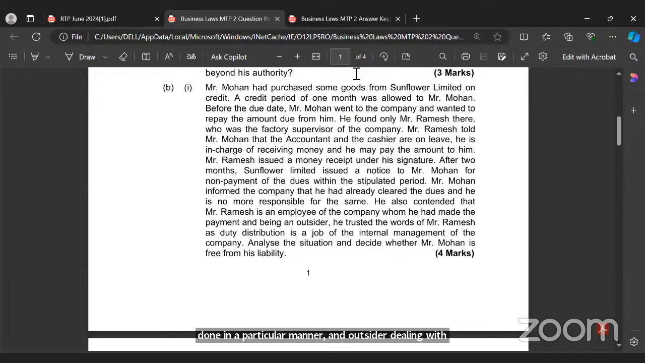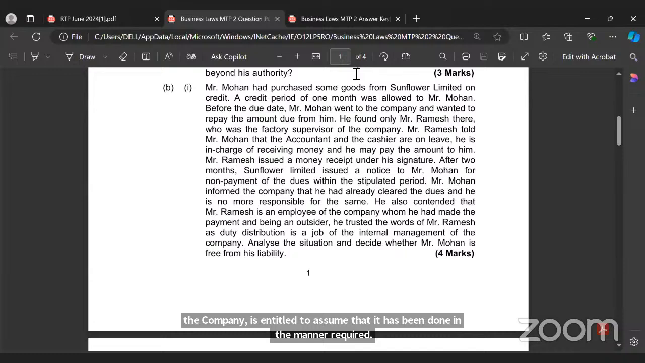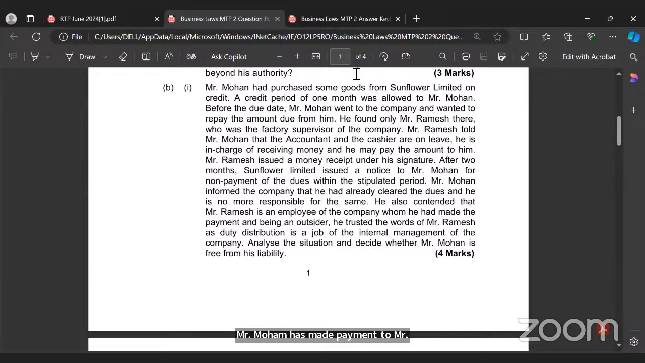In the given question, Mr. Mohan has made payment to Mr. Ramesh and Mr. Ramesh gave a receipt of the same to Mr. Mohan. Thus, it will be rightful on the part of Mr. Mohan to assume that Mr. Ramesh was also authorized to receive money on behalf of the company. Hence, Mr. Mohan will be free from liability for payment of goods purchased from Sunflower Limited as he has paid the amount due to an employee of the company.